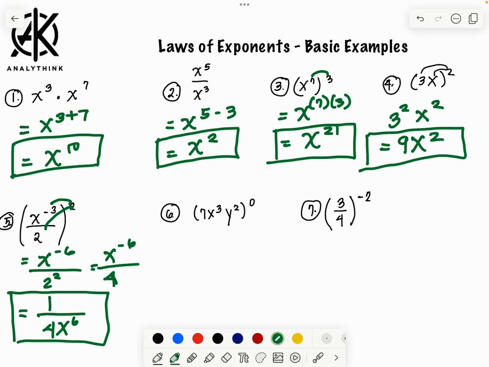Number 6 is the zero law. So using the power of a product rule, you can distribute the 0 to each term here. So you get 7 raised to 0, x raised to 0, and 2 times 0 is 0, so y raised to 0. So this term becomes 1.